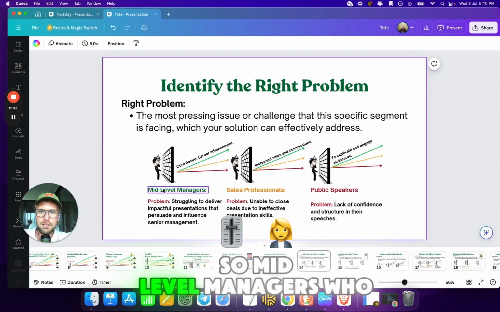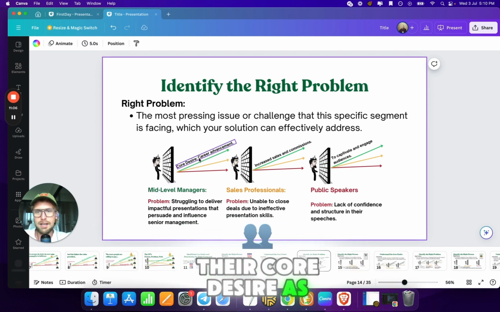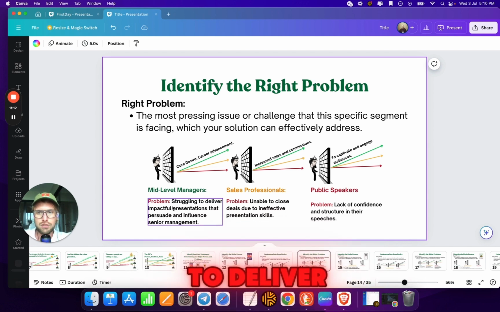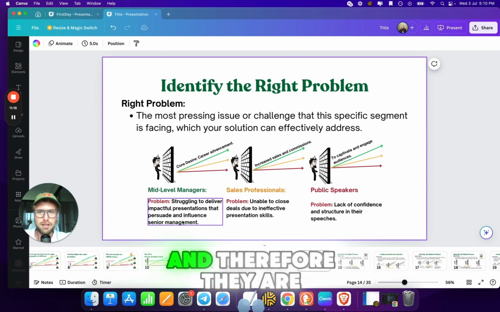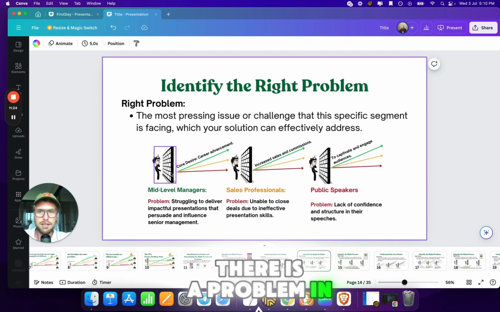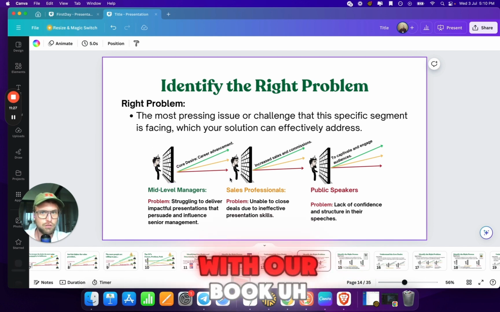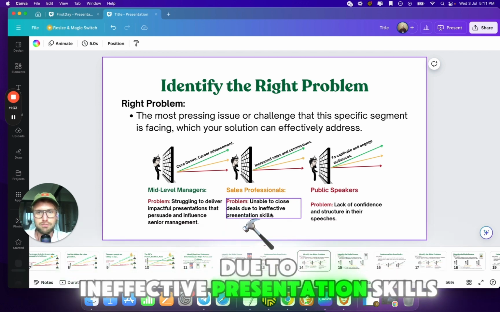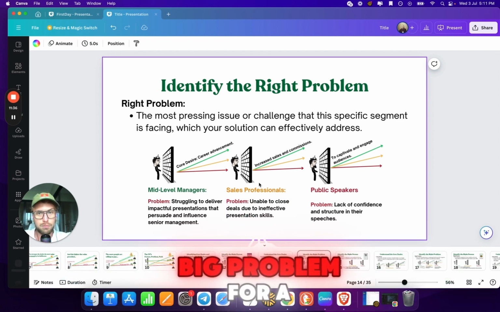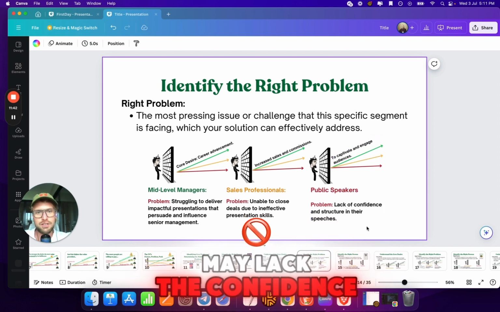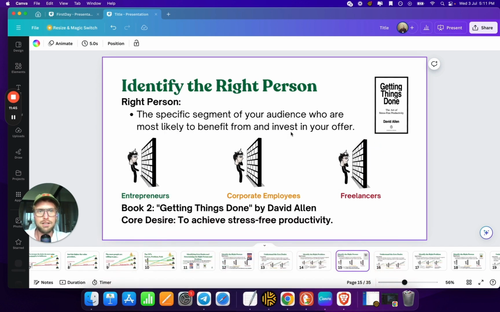Okay, so mid-level managers who have their core desire as career advancement, the problem that they might be struggling with is that they struggle to deliver impactful presentations that persuade and influence senior management, and therefore they are not getting their core desire. There is a problem in the way that we can solve with our book. Sales professionals are unable to close deals due to ineffective presentation skills. That's a big problem for a core desire for a specific person. For public speakers, they may lack the confidence and structure in their speeches. All right, so that's first.